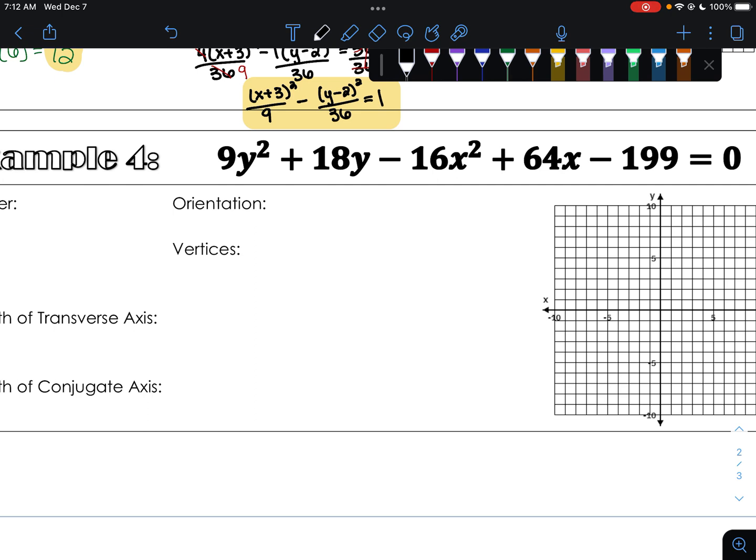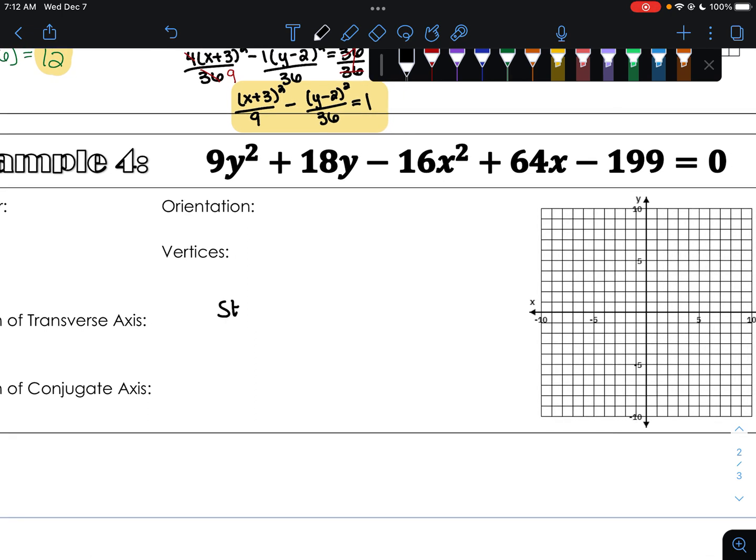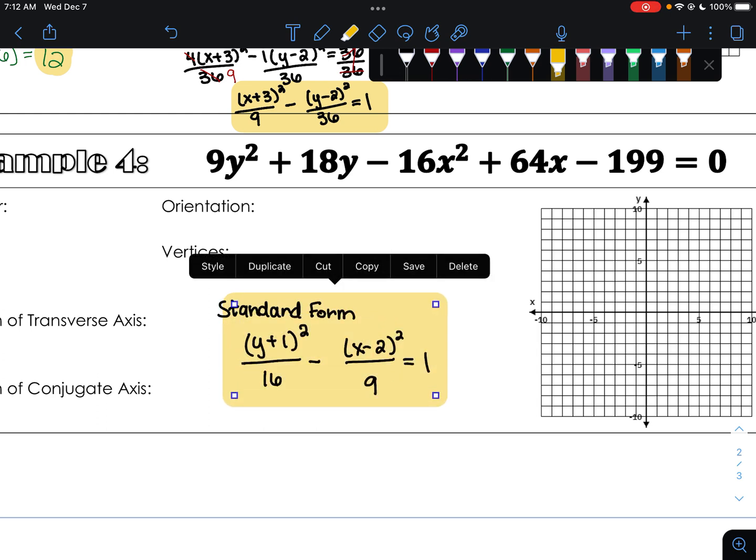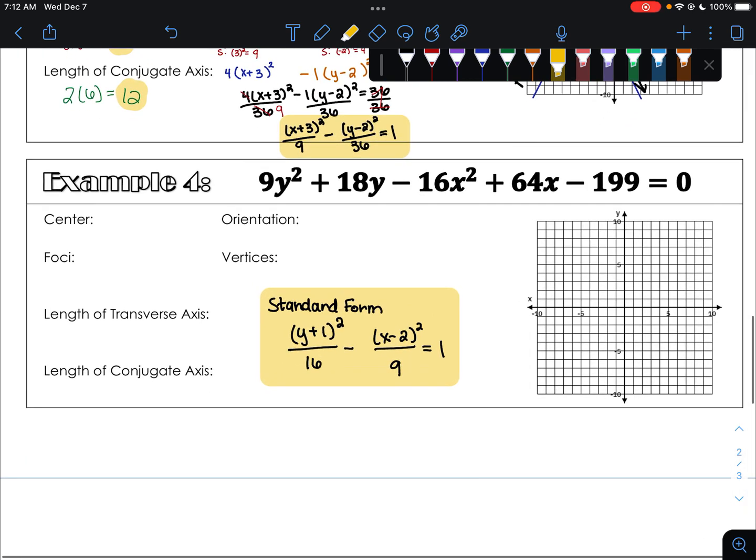Hopefully you paused the video and gave it a try. The standard form equation that you should have got is y plus 1 squared over 16 minus x minus 2 squared over 9 equals 1. That is our standard form equation. Be very careful when you identify the center. So the center should be 2, negative 1.